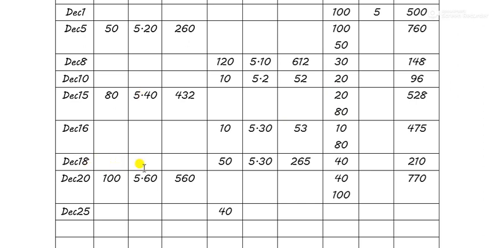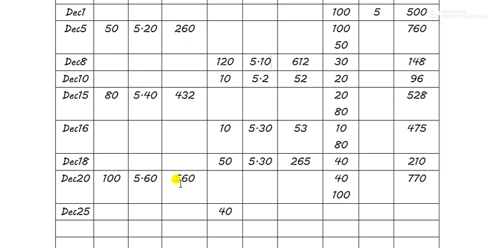Now on the next day, December 18, an issue is made, so 10 units is issued from this lot and the rest, 40 units, is issued from this lot. So we have only 40 units left of this stock. Is it clear? Only 40 units left of this stock. On the next day, December 20, a receipt was made of 100 units, so 40 units of this stock and 100 units of this stock.